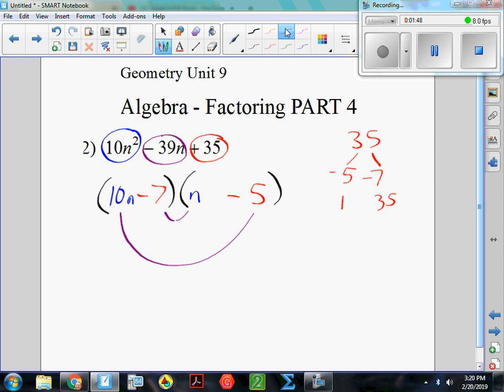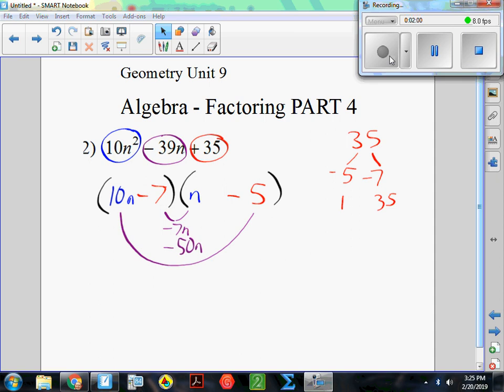So now when I try it, my inside two numbers are negative 7 times n, and my outside, negative 5 times n, is negative 50n, and that is still too big. So I get a negative 57 there, and that really doesn't work either. So my 10n and 1n just didn't work this time. I think maybe because the factors 5 and 2 are also kind of large, or 5 and 7. So since this didn't work, I will try the other pair.